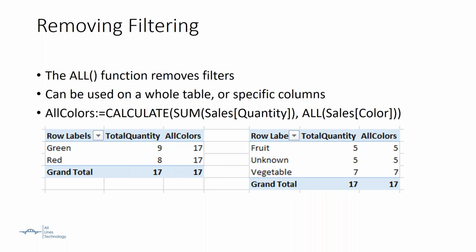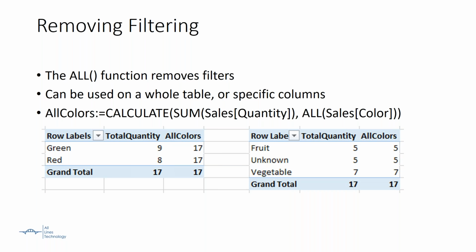So let's say we wanted all colors. What we would do here is use CALCULATE, and then we put in our expression, which in this case is just a simple sum. And then we're putting in any other filters we want to apply. That's how CALCULATE works. And in this case, we're going to use ALL to unapply whatever filters were on color.